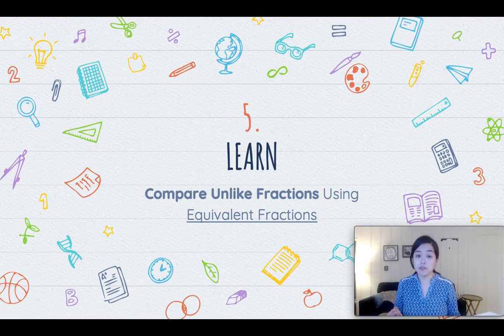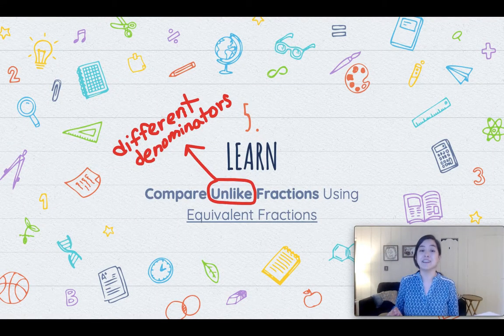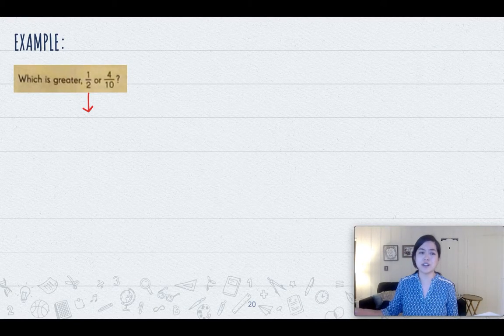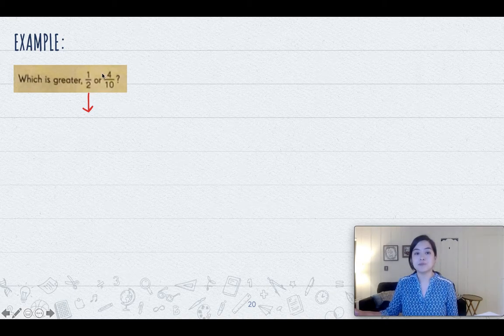Let's compare unlike fractions using equivalent fractions. What does unlike mean again? It means it's a fraction with different denominators. All right, look at this example. Which is greater, 1/2 or 4/10? Well, I have the fraction 1/2 and 4/10. I want to change these unlike fractions into like fractions where the denominator is the same, okay?